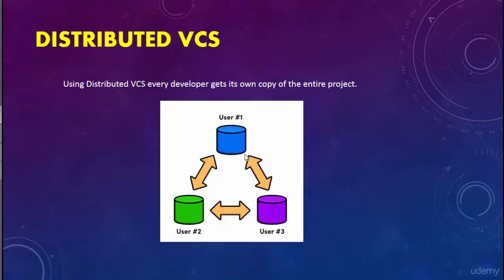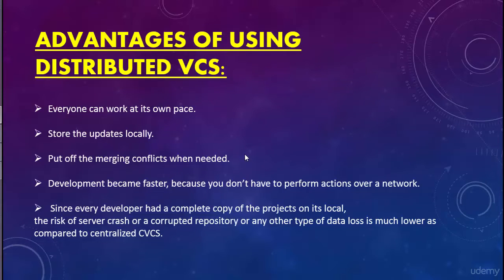Because of this, there are a lot more benefits or advantages of using a distributed version control system over a centralized version control system. One of the most important I have listed down here: everyone in the team can work at their own pace. They can just store the updates locally and keep changing them, and once they're ready and fully tested, they can go ahead and check in their changes. Development will be much faster, because you're not making changes on a central machine. You're just doing it on your box, so you're not talking over the internet or over the network. That's why development will be much faster.